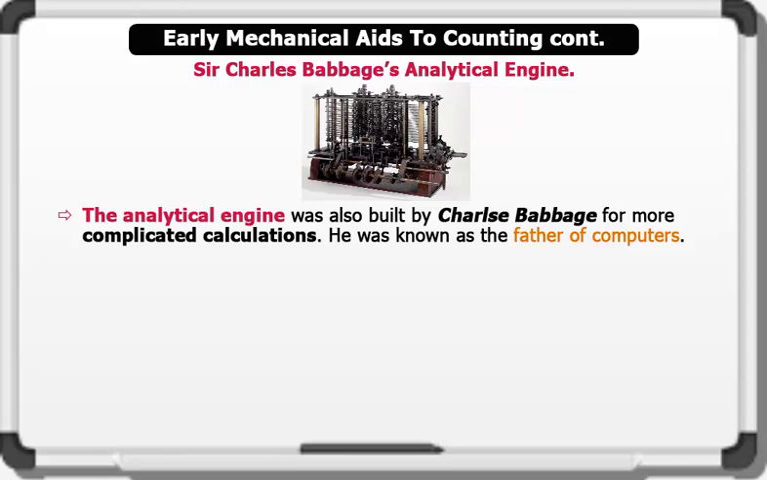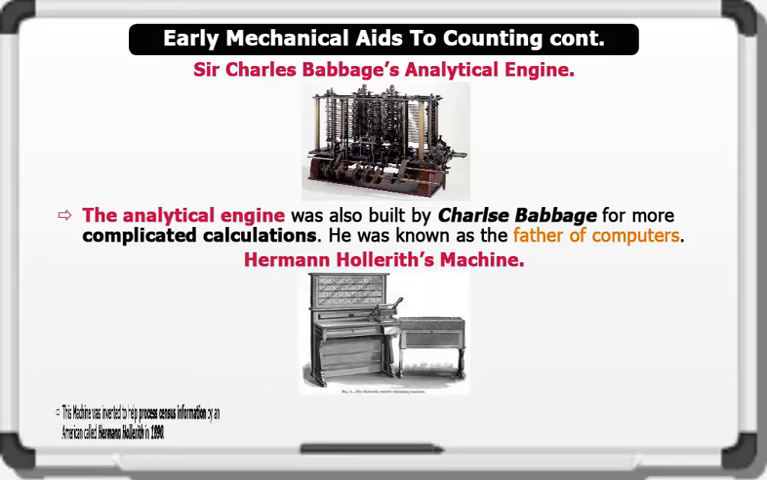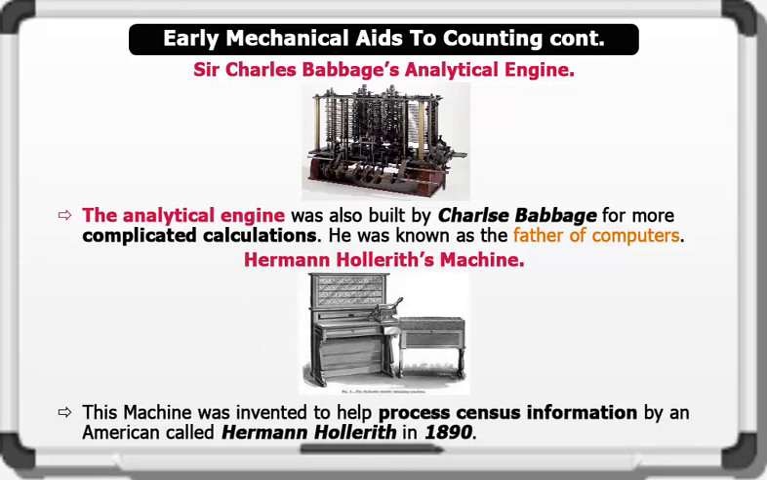8. Hermann Hollerith's machine. Below is Hermann Hollerith's machine. Hermann Hollerith's machine was invented to help process information obtained in the census of the population by an American called Herman Hollerith in 1890.